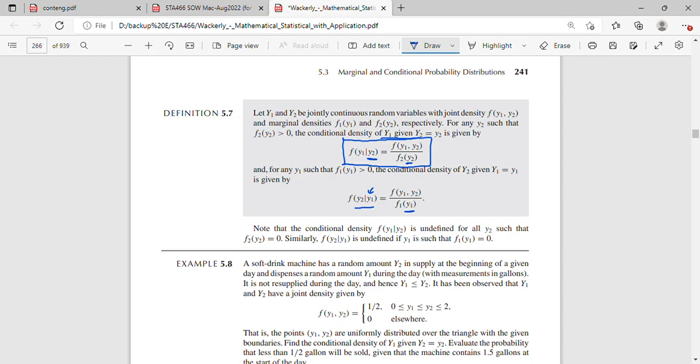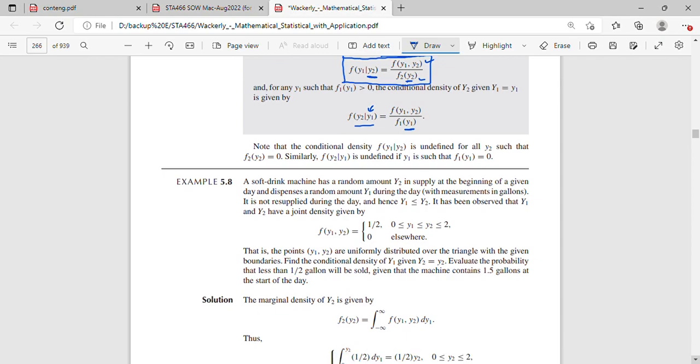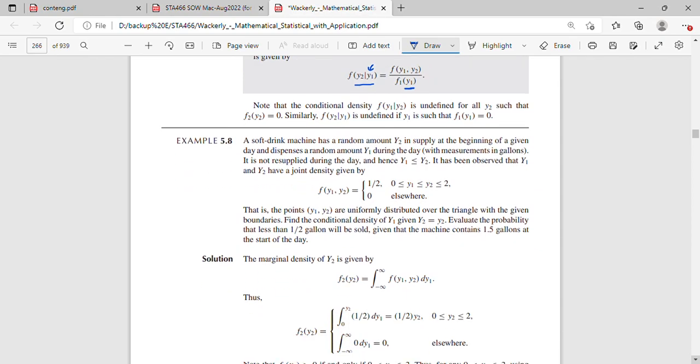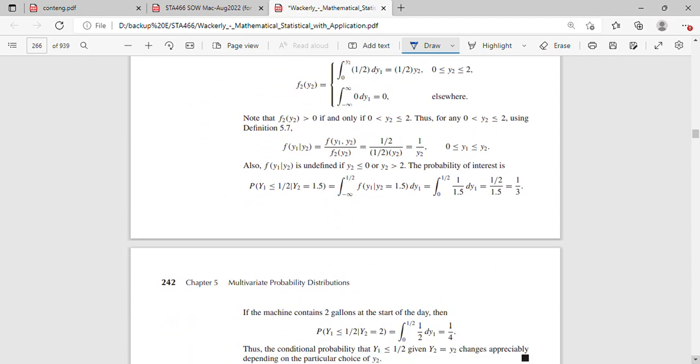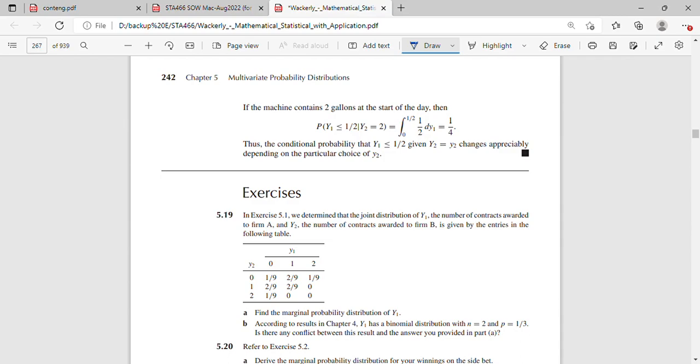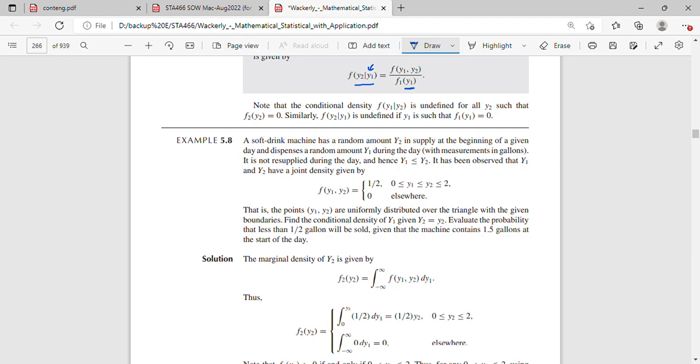Okay, so how to get this conditional function? Okay, kalau continuous, f(y1, y2) ni will be the function lah, bahagi dengan f2(y2) pun also the function. Kan? Okay, let's say example 5.8 here. Okay, kita tengok yang simple. Okay, tak apa. Sebab marginal dah buat sebelum ni.